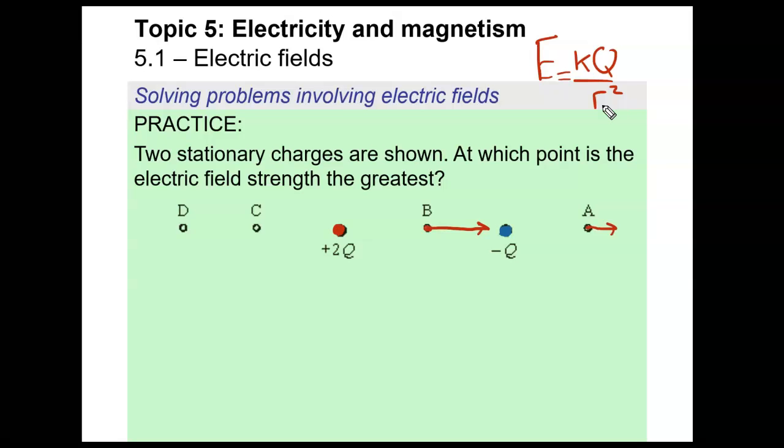Now, what about at point C? So again, I think, okay, at point C, if I put a positive charge at point C, keeping in mind there is no positive charge at point C.